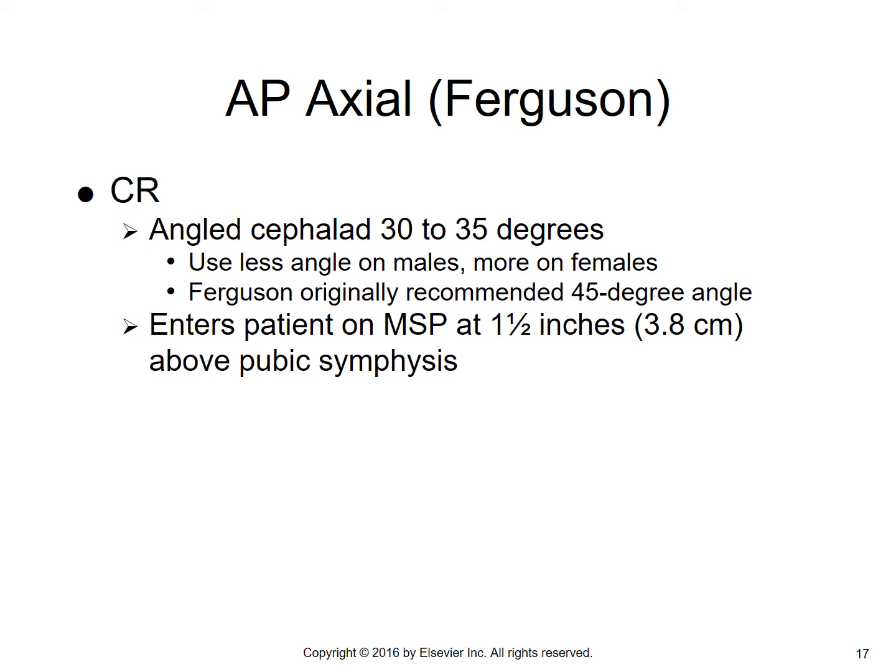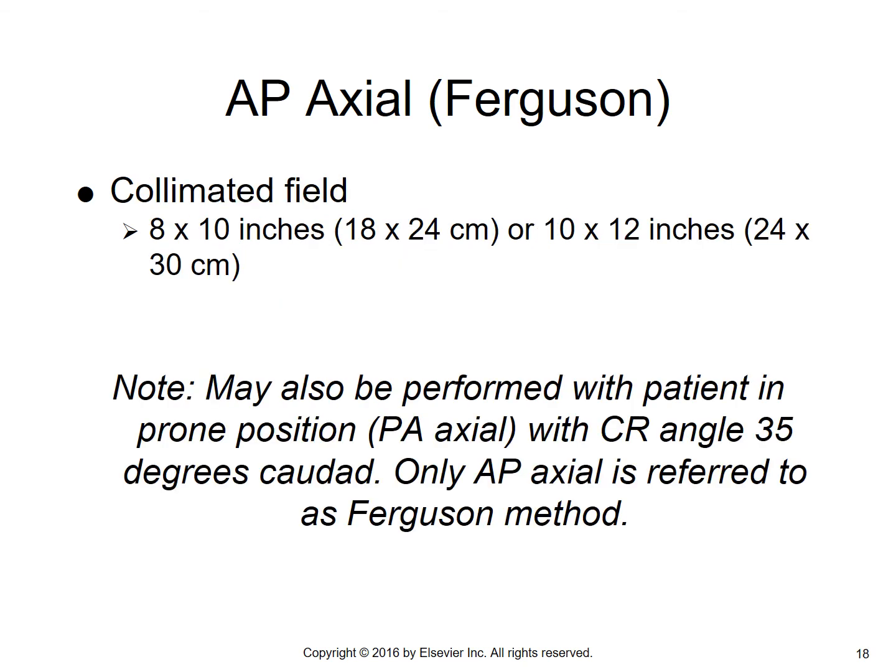Just to make things clear, your L5-S1 spot is used to open up the joint in a lateral presentation. The Ferguson method is used to open up the L5-S1 joint space in an AP presentation. You're going to use a collimated field, 8 by 10 inches or 10 by 12. As a note here, it may also be performed with the patient in a prone position, which would be a PA axial, but then you'd have to change the direction of your angle, 35 degrees caudad. It says only AP axial is recommended as the Ferguson method.